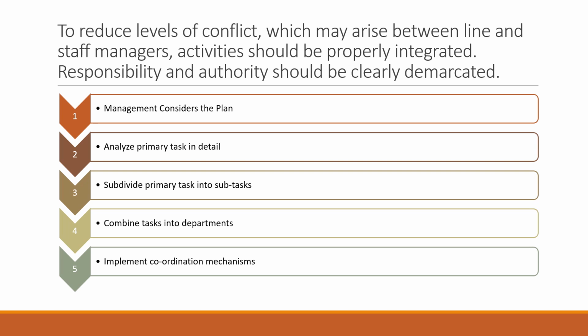To reduce levels of conflict which may arise between line and staff managers, activities should be properly integrated. Now, responsibility and authority should be clearly demarcated. Firstly, management considers the plan. Second, analyze the primary task in detail. Third, subdivide the primary task into subtasks. Fourth, combine tasks into departments. And lastly, implement coordination mechanisms.